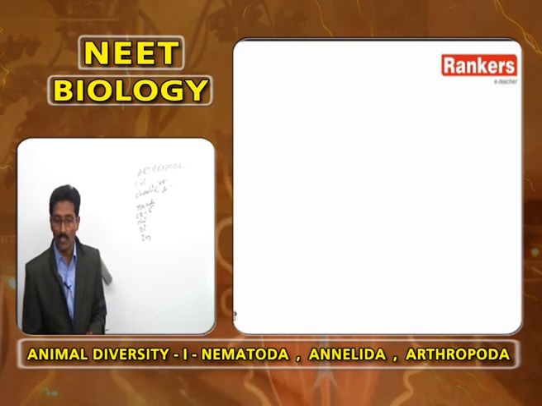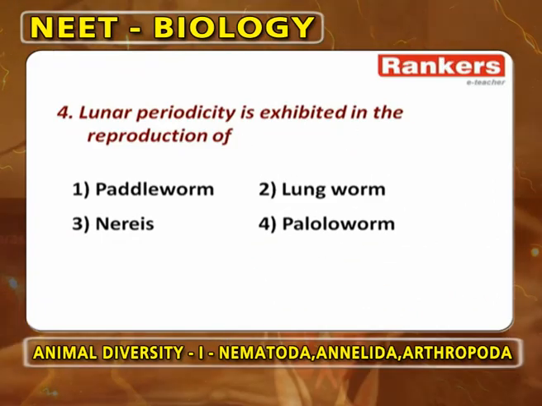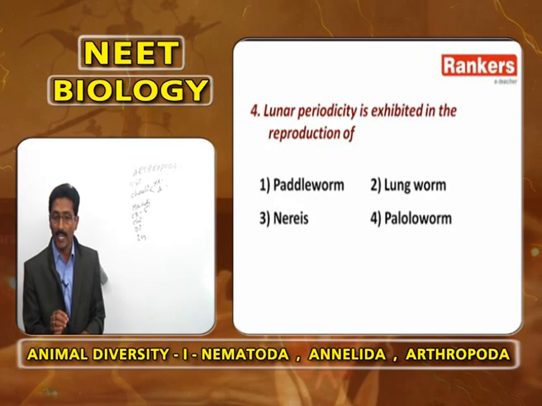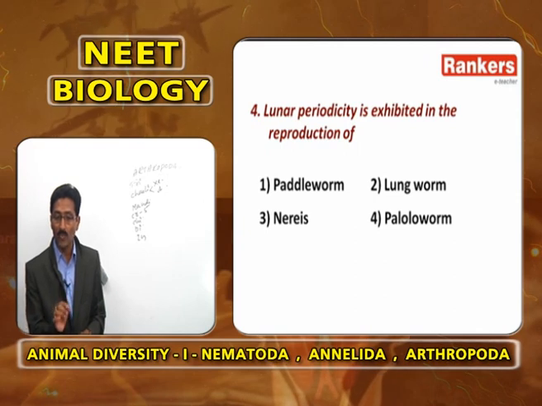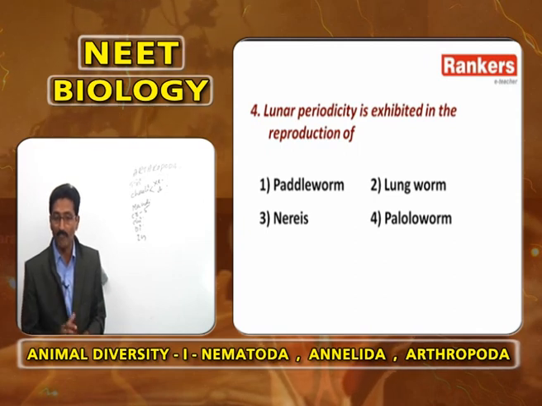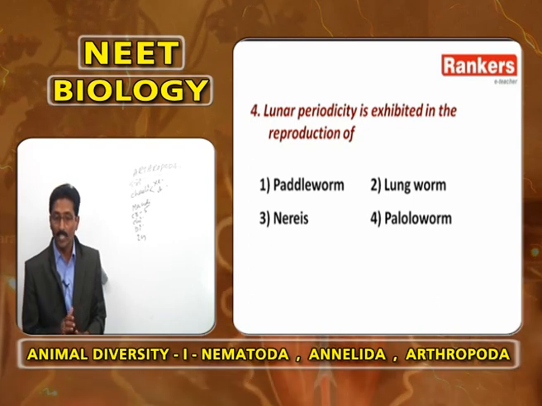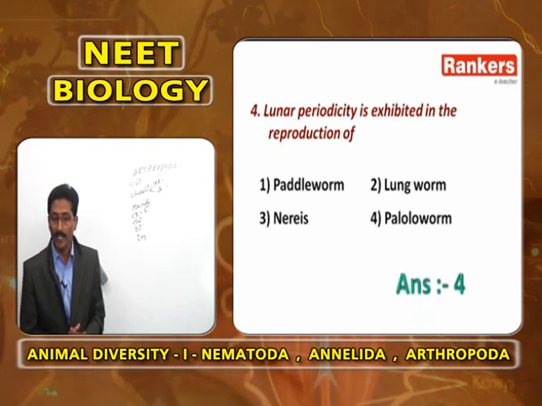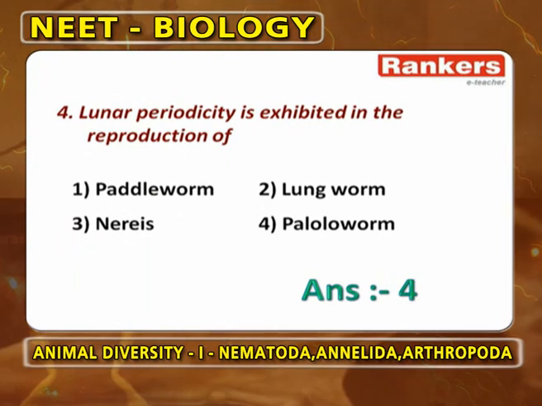Now, go for the next question. Lunar periodicity is exhibited in the reproduction of which animal? What is meant by lunar periodicity? In some animals, reproduction is associated with different stages of the moon. That we call lunar periodicity, exhibited by Eunice, commonly known as the Palolo worm.